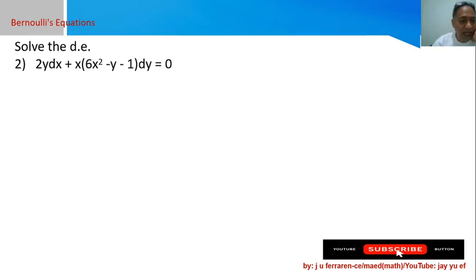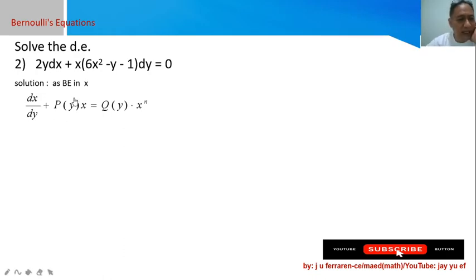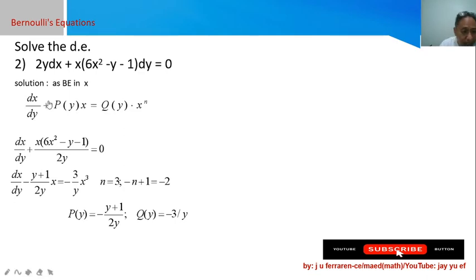So my guide is the standard form for the Bernoulli equation in x, in order for me to rearrange my terms following the standard form. So dx over dy, my 2y can be used as the denominator of this expression. Following that arrangement of terms, we have x with the expression 6x squared minus y minus 1, over 2y from this.